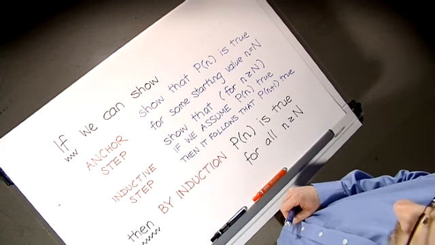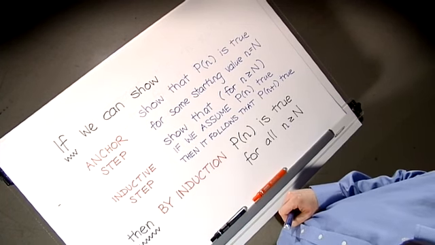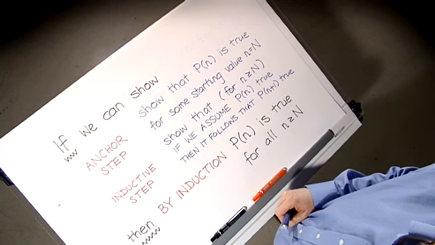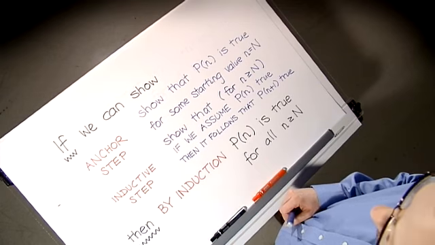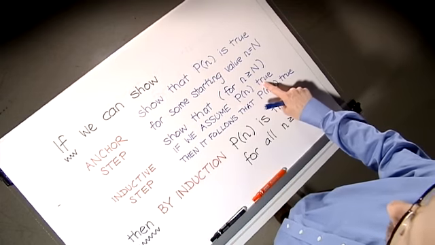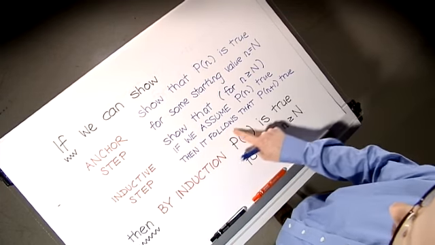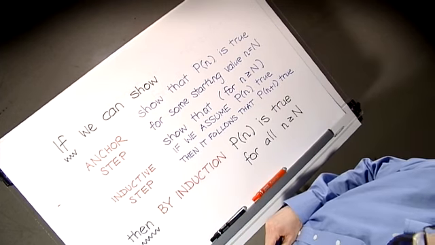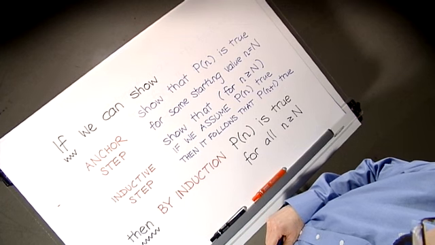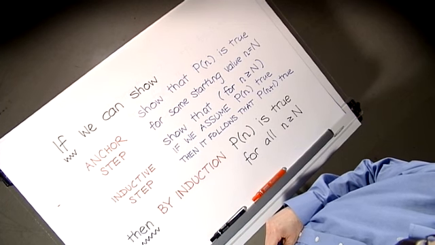So here's a summary. If we can show the anchor step that P of n is true for some starting value, n equals capital N, and here capital N is 1, and we can show the inductive step that if we assume P of n is true, it follows that P of n plus 1 has to be true, then by induction we've shown that P of n is true for all n greater than or equal to capital N.